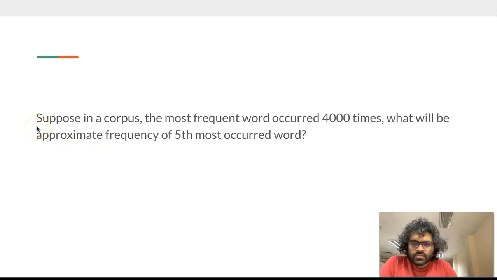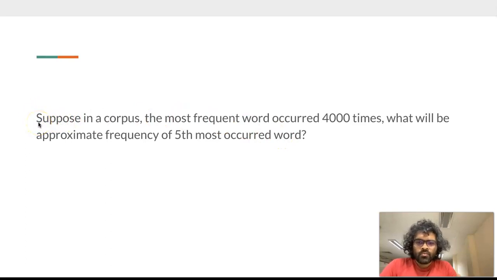So suppose in a corpus the most frequent word occurred 4,000 times. Now what will be the approximate frequency of the fifth most occurred word? I'm giving you 2-3 minutes. Just ping your answer in the comment box. I hope the question is very clear.